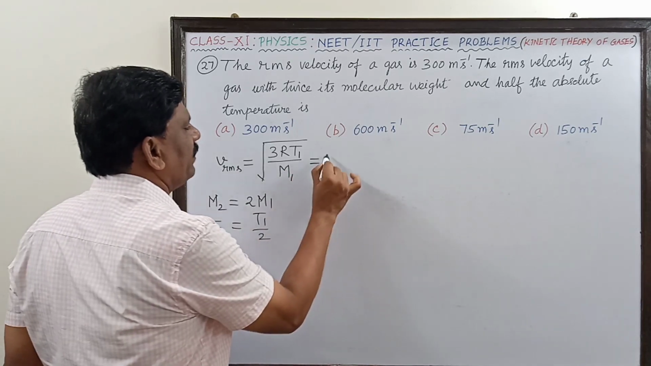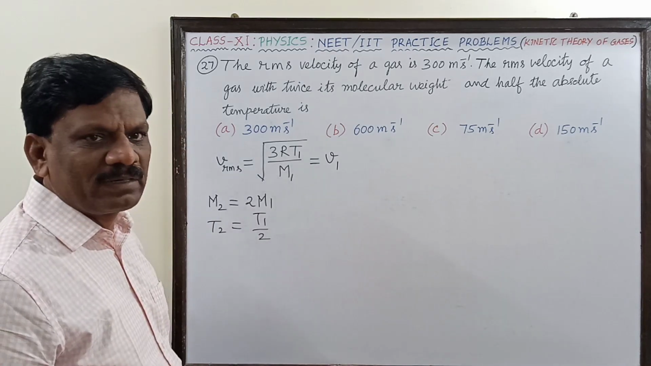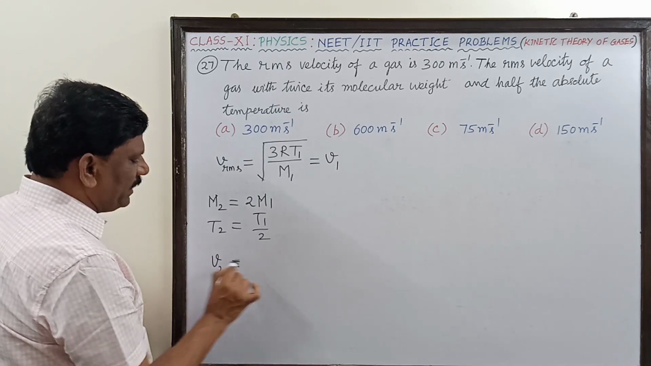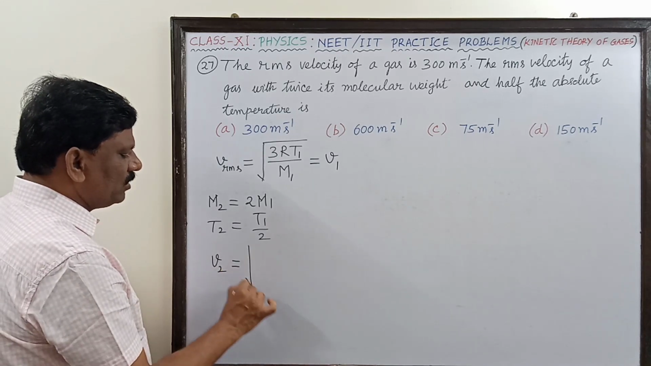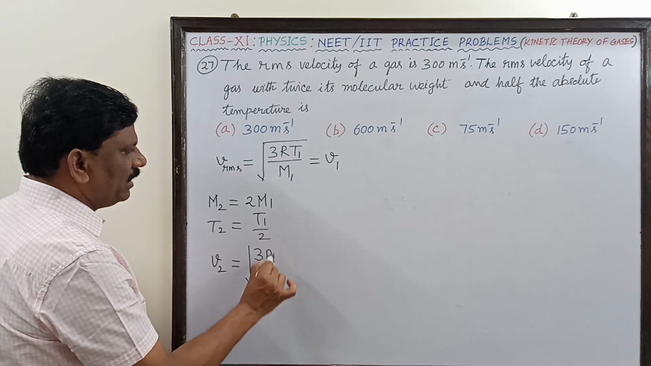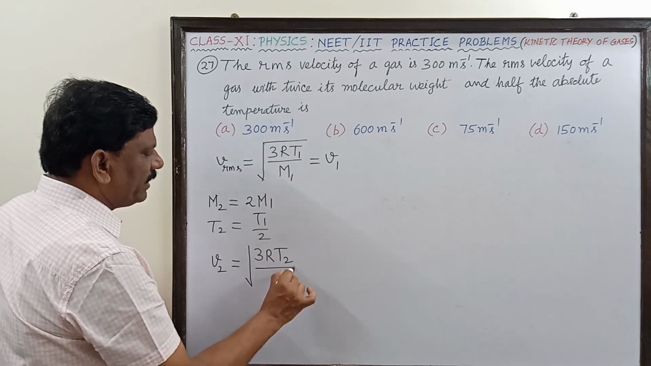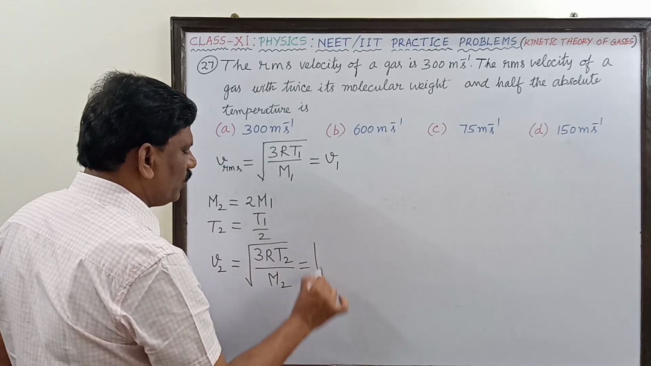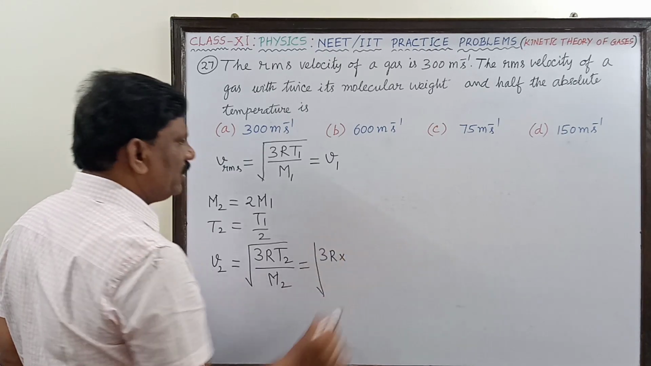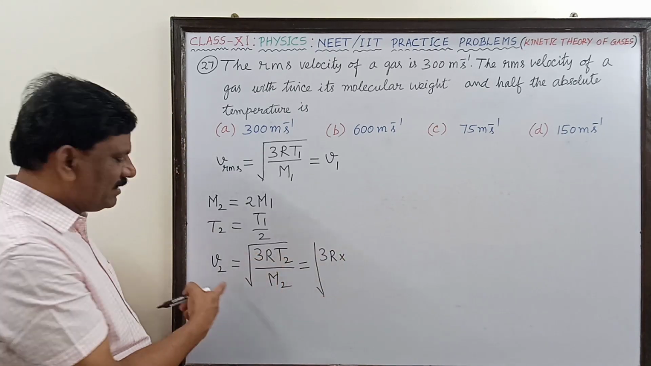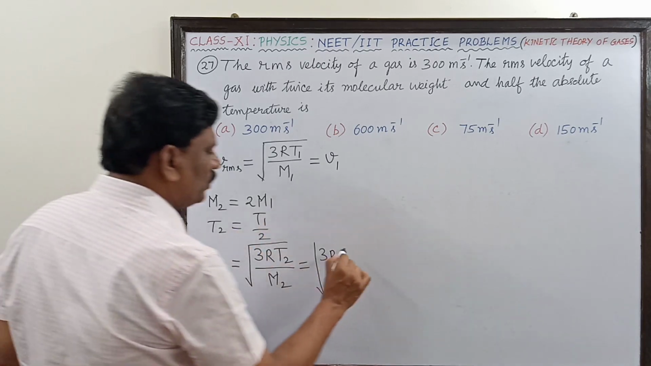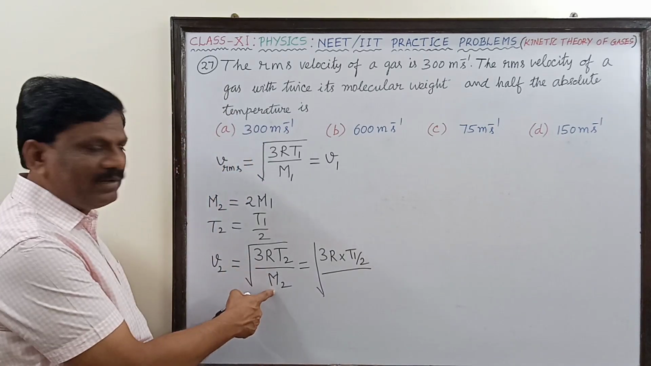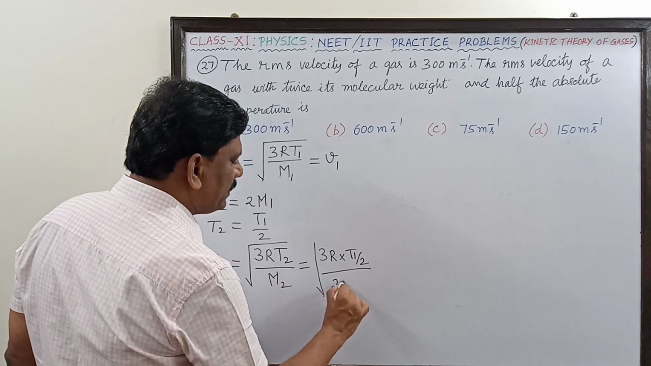So the first equation I will take this as V1. Now in the second case, what should be the RMS velocity? This should be equal to square root of 3R into T2 divided by M2. So this is now equal to square root of 3R into, instead of T2 what we are going to substitute? T1 by 2. So this is T1 by 2 whole divided by, instead of M2 we can substitute 2M1. So this is 2M1.